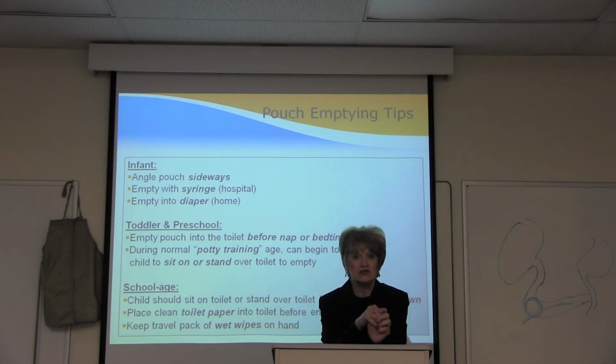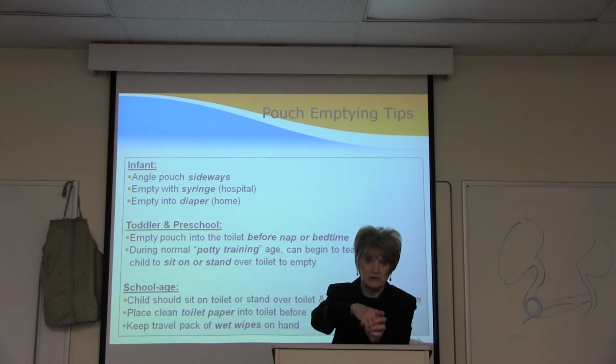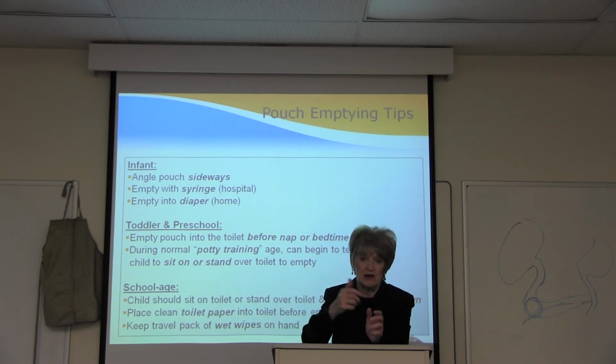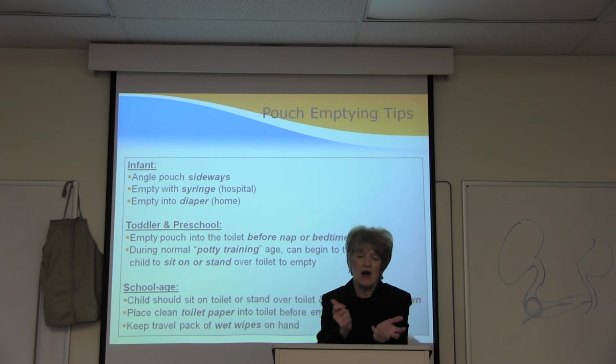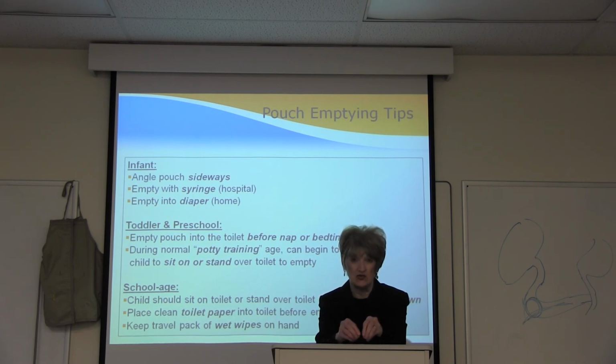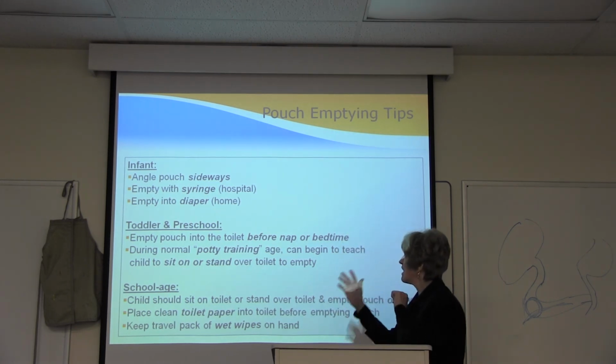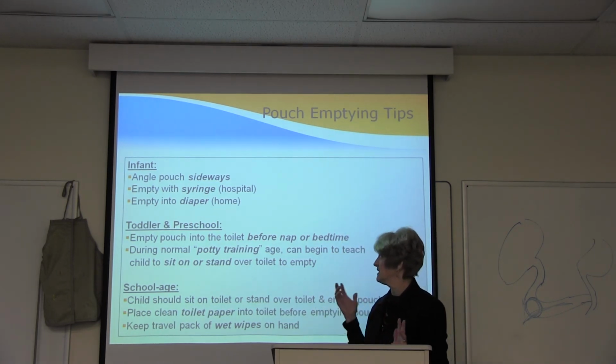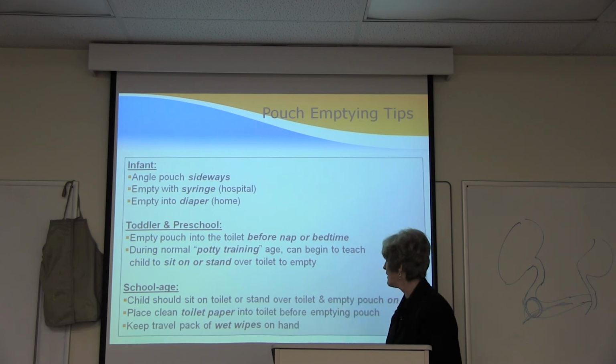In the hospital, they're doing very strict I&O, so they will frequently open up the end of the pouch, use a catheter tip syringe, pull the stool out, empty it into a cup, and measure it. But at home, we just tell them when you're changing the diaper, before you throw away that wet diaper, open up the end of the pouch, let it just drain into the diaper, wipe off the end, and close it back up. Toddlers and preschoolers, of course, you want them to empty into the toilet, obviously.